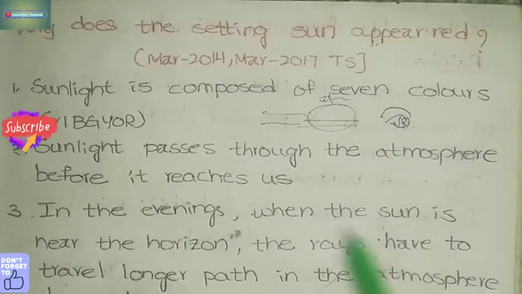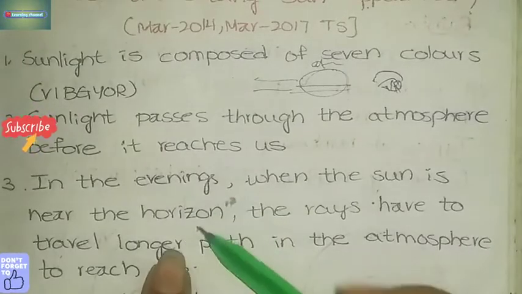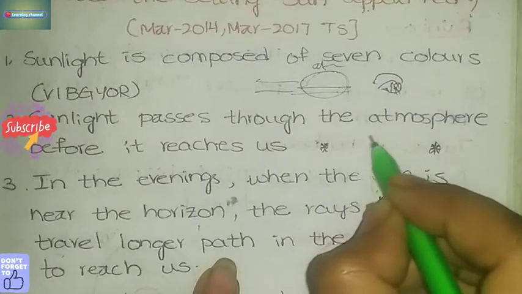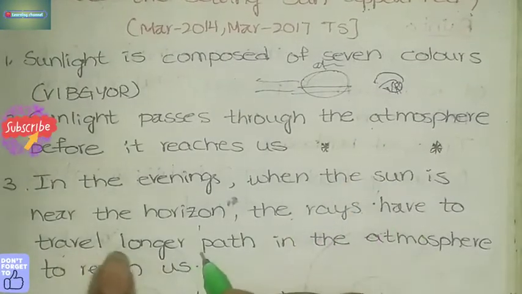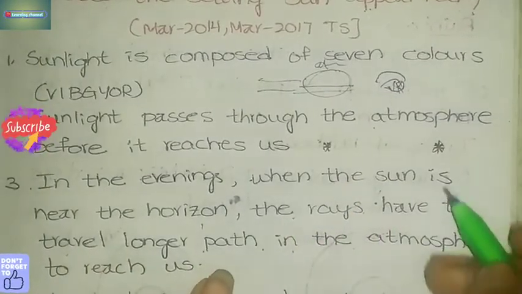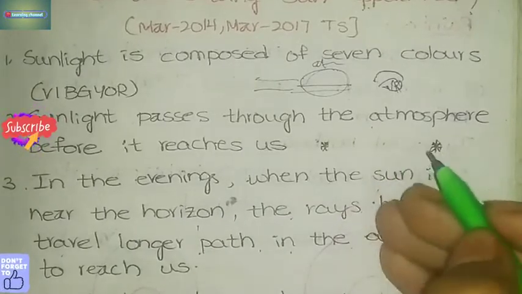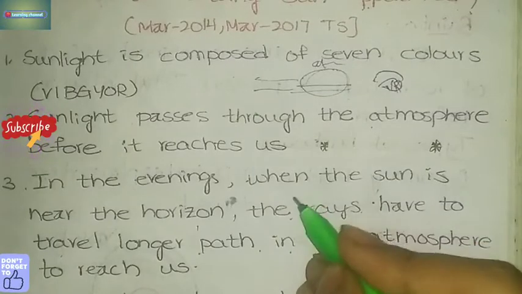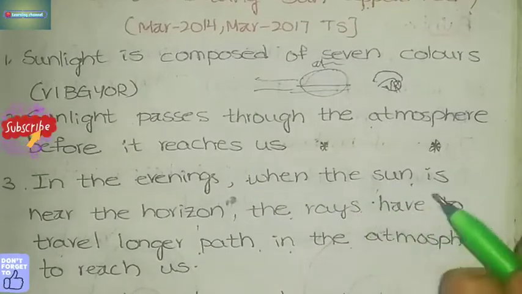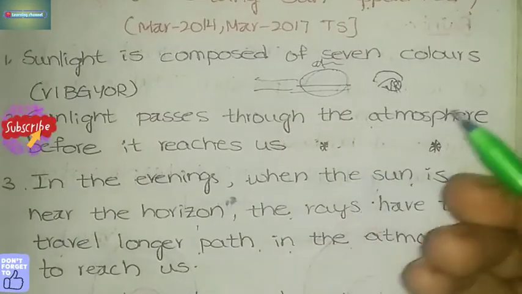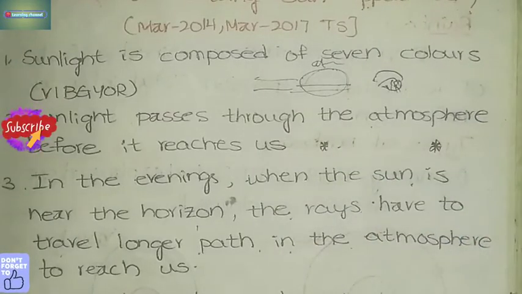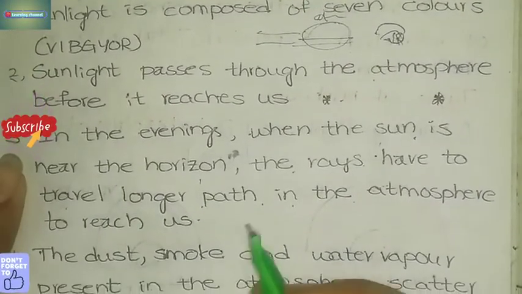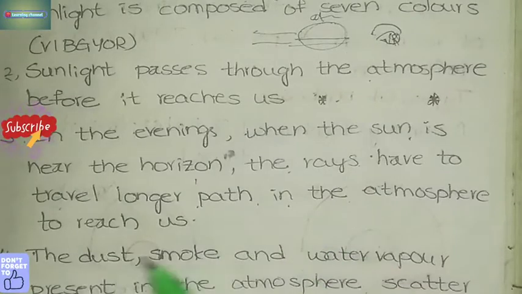In the evenings, when the sun is near the horizon, the rays have to travel a longer path in the atmosphere. So at sunset and sunrise, the sun is far from the earth. So the light rays have to travel more distance than at noon, afternoon or any other time. They travel more distance in the atmosphere to reach us in the evenings and mornings.